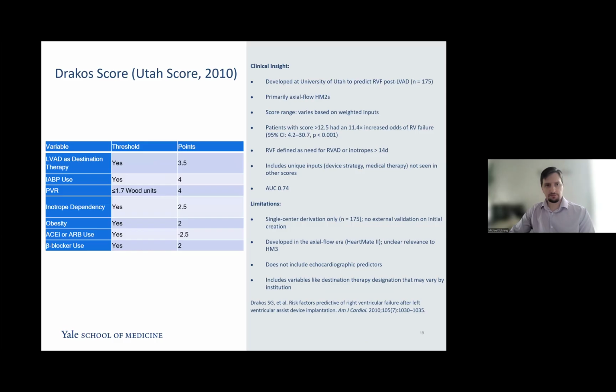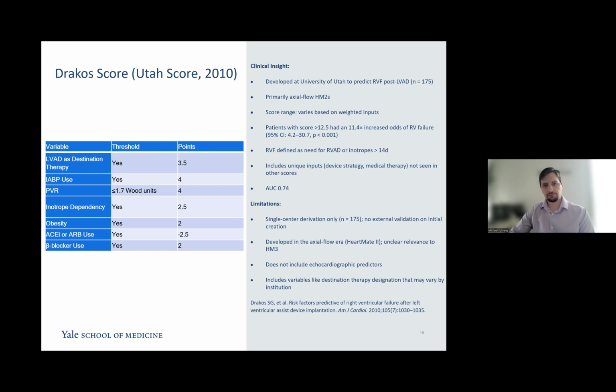And as we go on, there's the Dracos or Utah score from 2010, developed at the University of Utah and affiliated hospitals with 175 patients. It's primarily axial flow HeartMate 2s. They came up with weighted scoring points as they evaluated each risk factor, with the variables being LVAD as destination therapy, intra-aortic balloon pump use, pulmonary vascular resistance of less than 1.7 Wood units, inotrope dependency, obesity, ACE or ARB use, and beta blocker use. The ACE or ARB use was actually given negative points, which puts the score in the opposite direction.